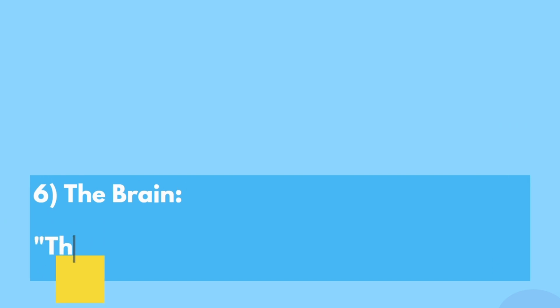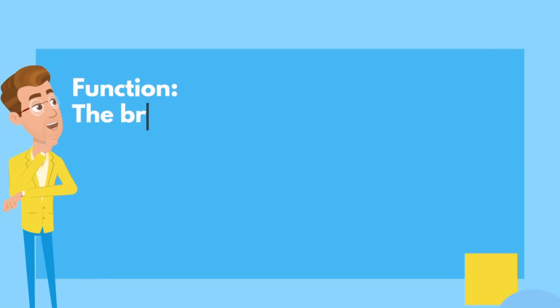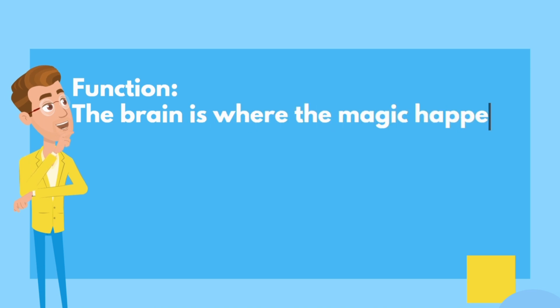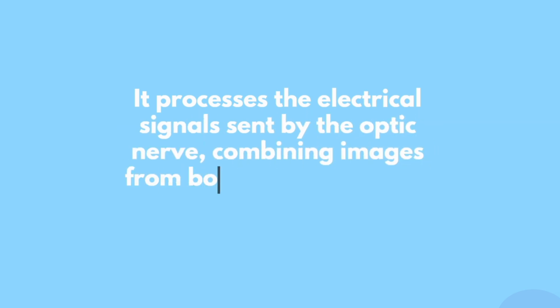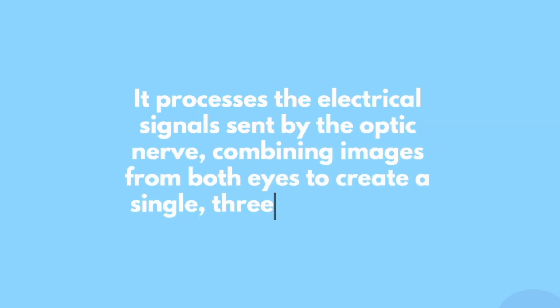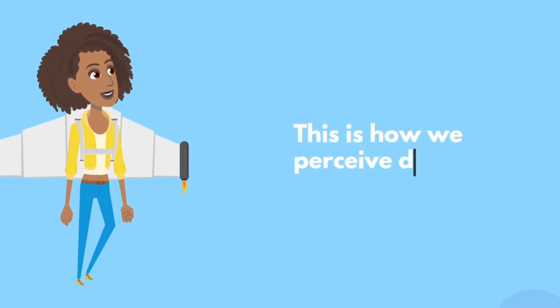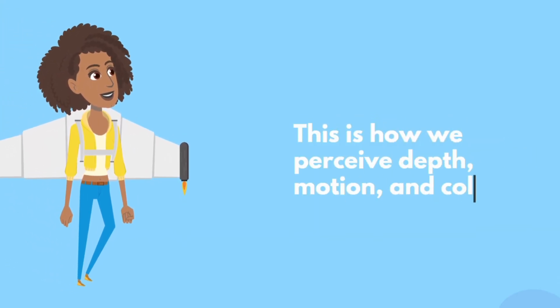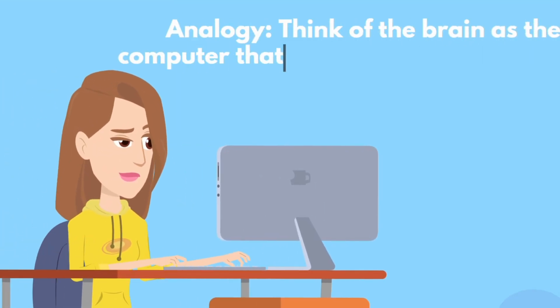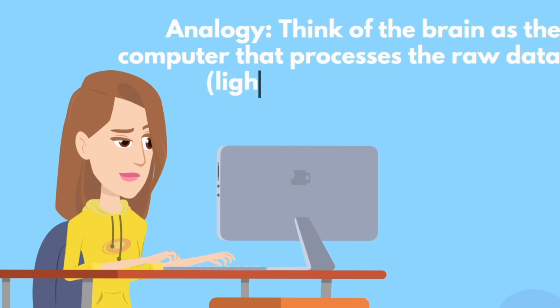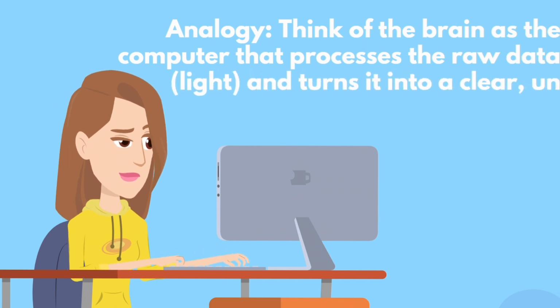6. The brain. The image processor. Function. The brain is where the magic happens. It processes the electrical signals sent by the optic nerve, combining images from both eyes to create a single, three-dimensional picture. This is how we perceive depth, motion, and color. Analogy. Think of the brain as the computer that processes the raw data, light, and turns it into a clear, understandable image.